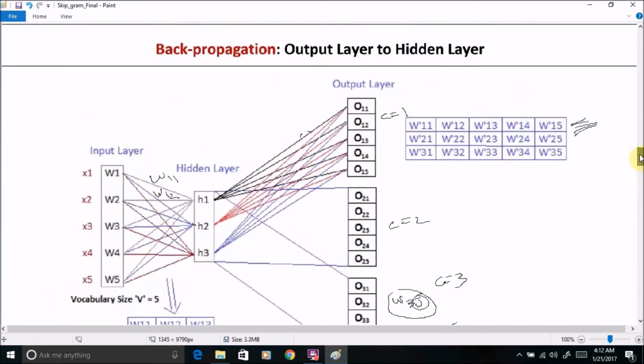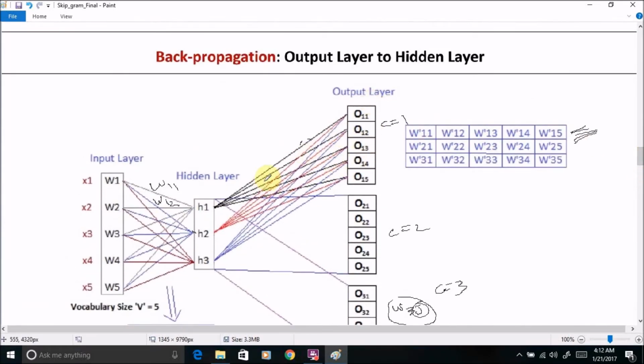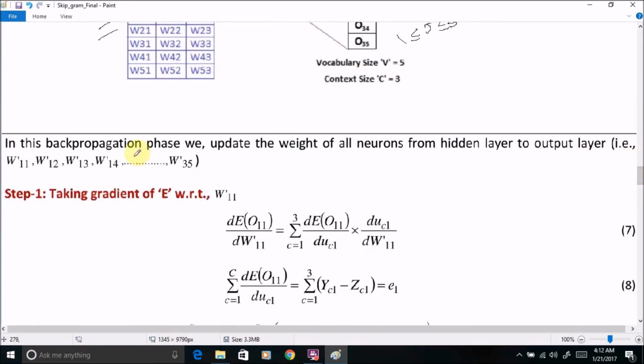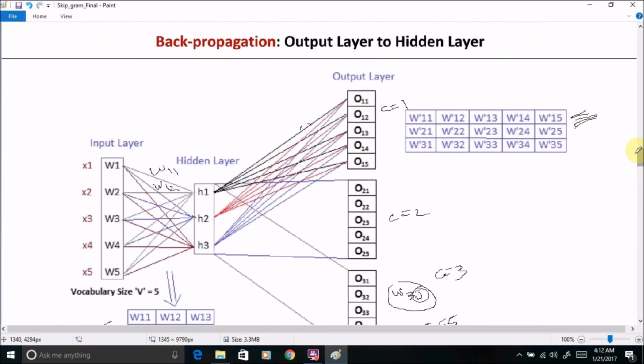So let us start with hidden layer to output layer. In this case, we update the weight of all neurons from hidden layer to output layer. So now, taking the gradient to update the weight, we take the gradient with respect to W1 dash. As we discussed earlier in our previous tutorials, how the backpropagation system works with the deep neural network.